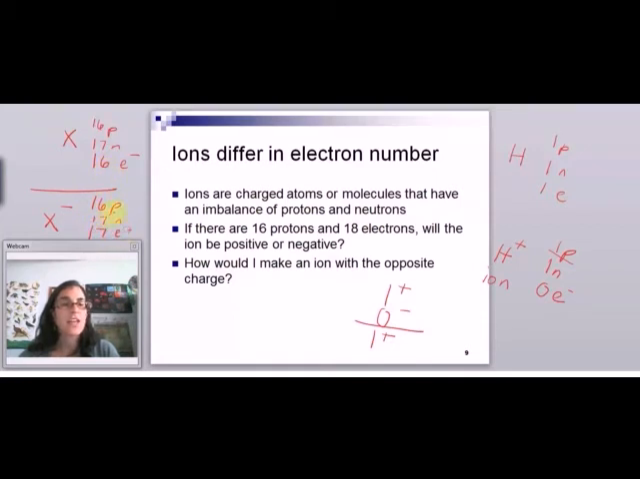So notice I can't change the proton number, because the proton number is the defining feature of the atom. So proton number doesn't change. We get charges by having more or fewer electrons. In this case, I'd have 16 positive charges, 17 negative charges. That would get me to a -1 charge. Okay.